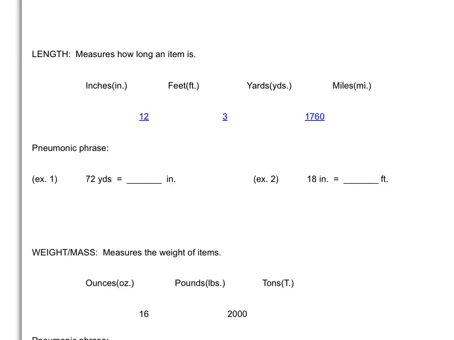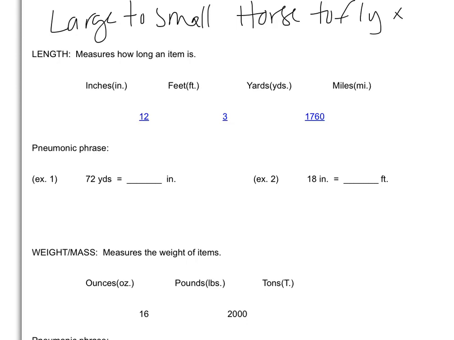We have inches, feet, yards, and miles: 12 inches in a foot, 3 feet in a yard, and 1,760 yards in a mile. Okay? A couple years ago, I came up with some mnemonic devices to help. This isn't really a mnemonic device, but it's a phrase that helps you remember what you should do. So my phrase is, and I'm going to write it up here, if you're going from a large unit to a smaller unit, the phrase is horse to fly, you need to multiply.